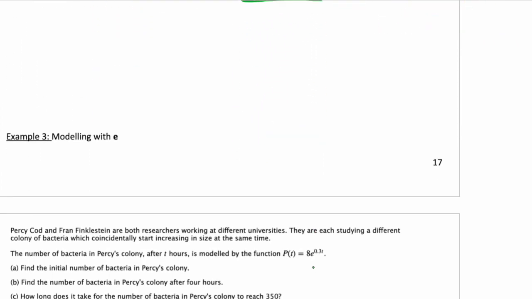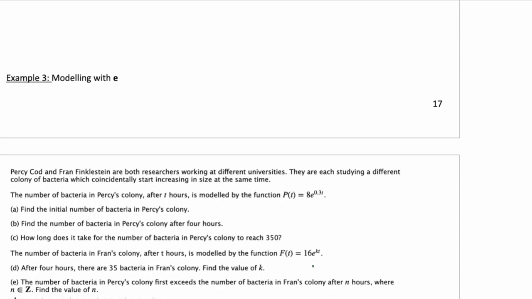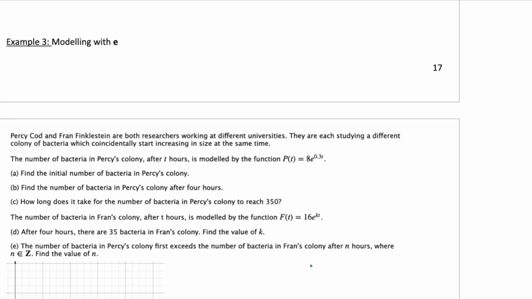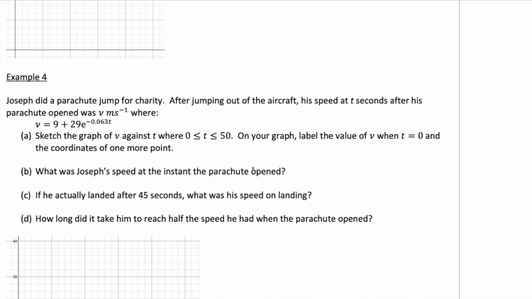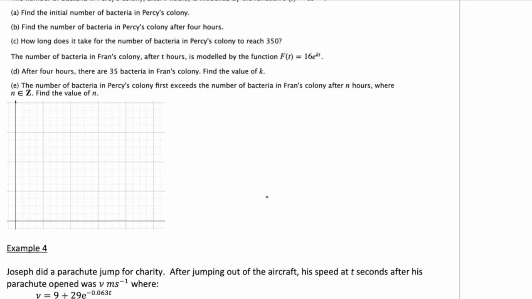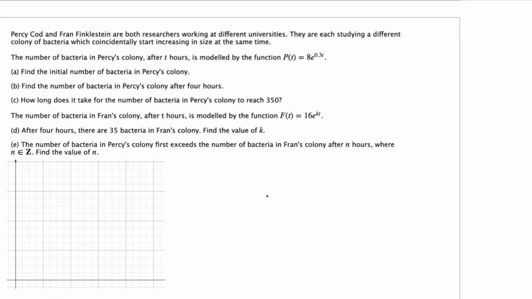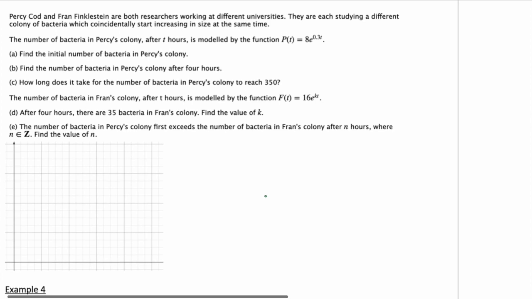Okay, let's look at another example. Perhaps this one here with bacteria. Now let's just do this one with the bacteria. Percy Codd and Frank Finkelstein are both researchers. They are studying different colonies of bacteria. The number of bacteria in Percy's colony is given by this. So find the initial. Initial means t equals 0.